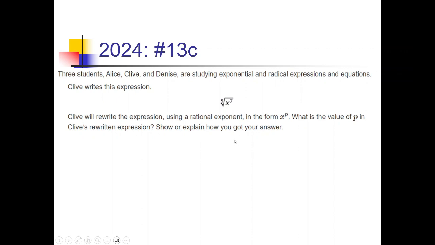So using our format again, remember that the power inside here is the numerator of the fraction. The root is the denominator. So we can rewrite this as x to the 7/5 power. And if we have x to the 7/5, that means x to the p equals 7/5, or p equals 7/5.